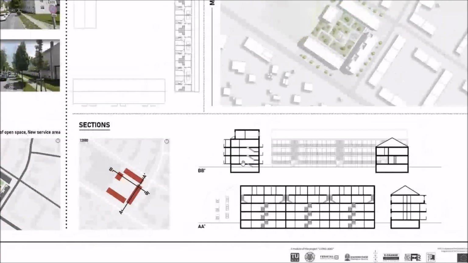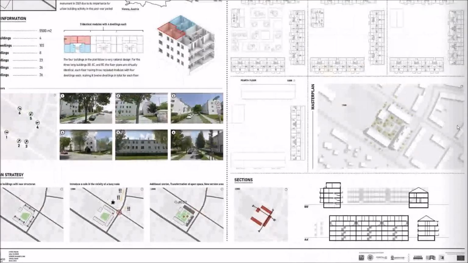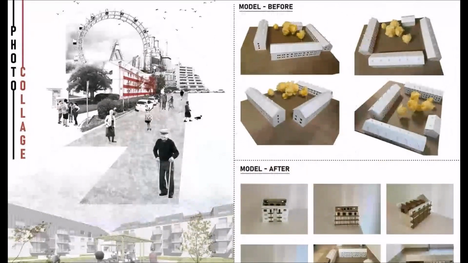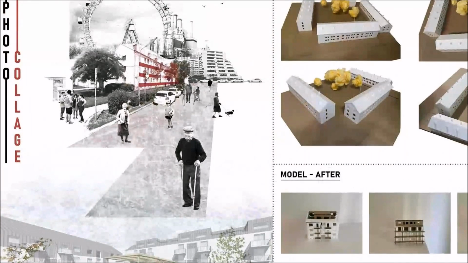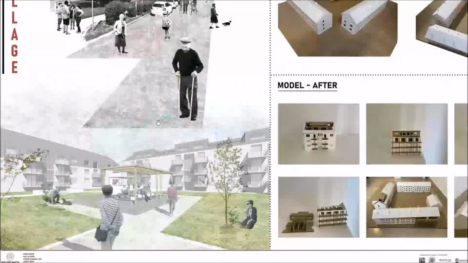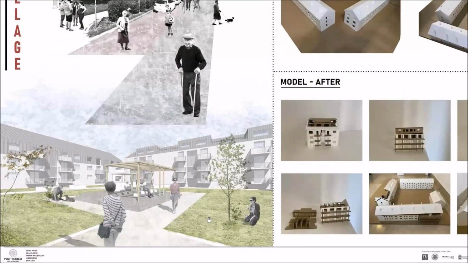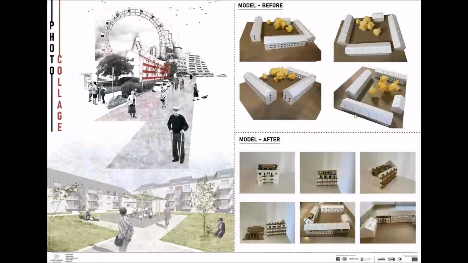And moving on to the next page, here's our photo collage. And here will be the new extended structure. And from here is a view from inside the courtyard where you have the pavilions and also a view of the new buildings with balconies and additional volumes. And Yasmin will present the model.